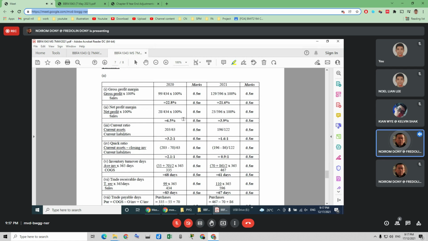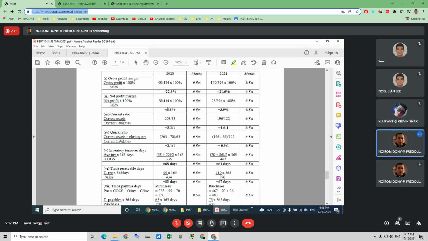Okay. So net profit margin, get the net profit, divide with the sales, times 100%. For current ratio, current asset, we divide with current liability. Make sure you know where to get the amount, current asset. If you look at the question, it is 203. In 2021, 196.